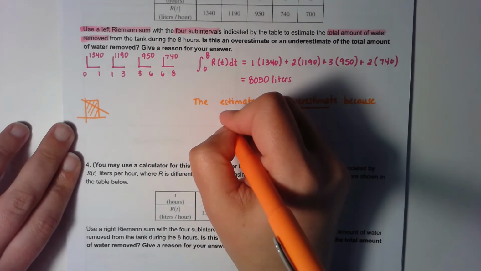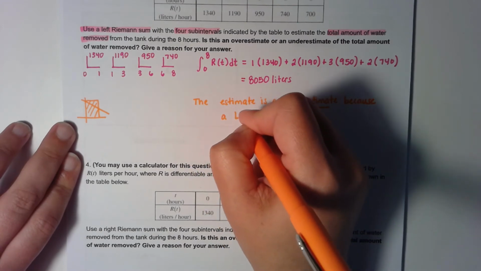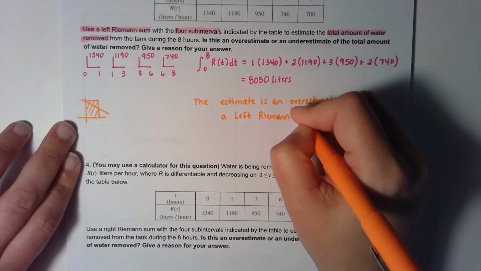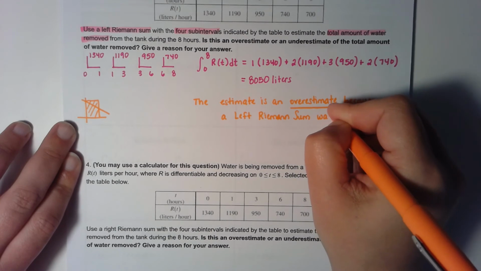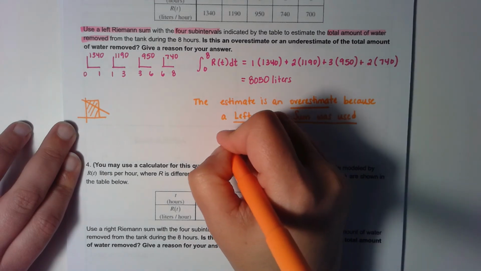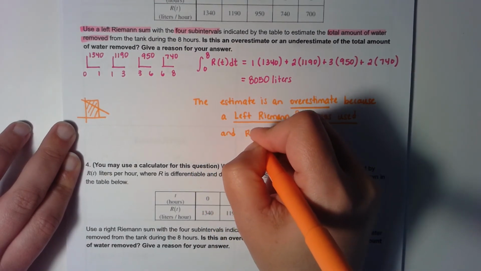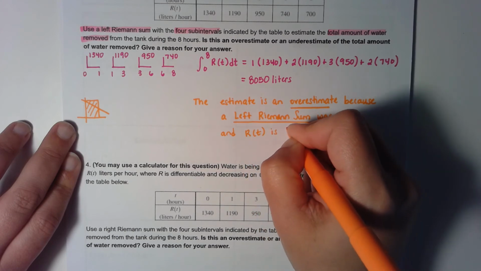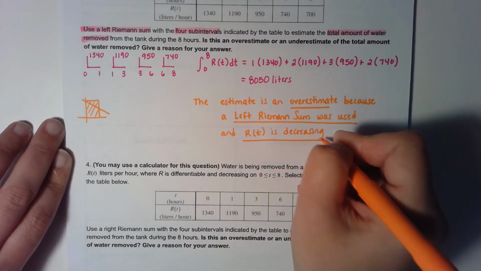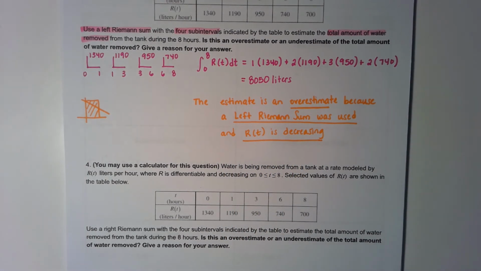So I would say because a left Riemann sum was used, so that's the first part, and r of t is decreasing. So it's a combination of the fact that we used LRAM and the fact that the function was decreasing that gives me that this is an overestimate. That's why we need to make sure we say both of those pieces of the reasoning in our explanation.